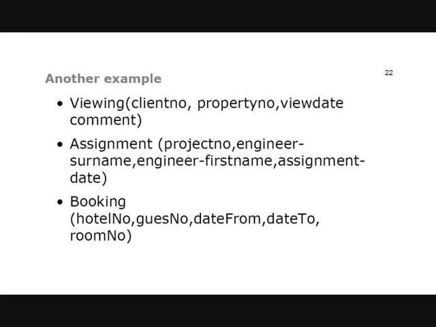Same if I have a hotel. So I make a booking as a customer in hotel.com. I'm going for a holiday. So I have my hotel number, the guest number, the date from, the date to, and the room number. So what is a unique key in that context?